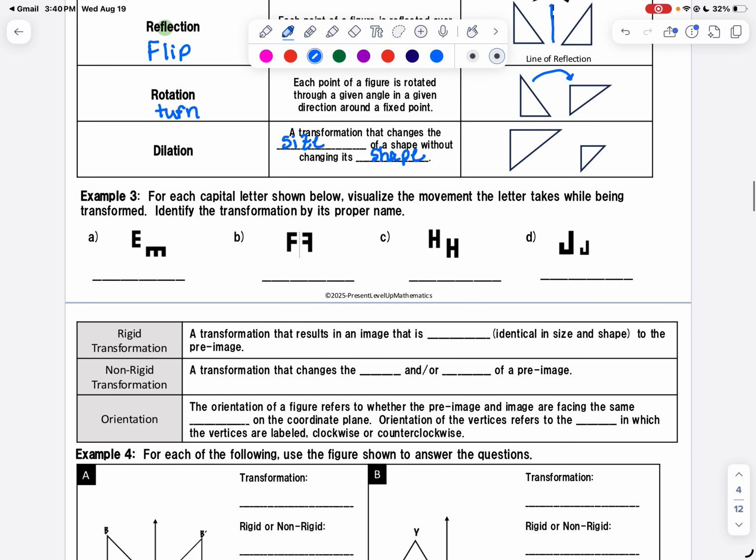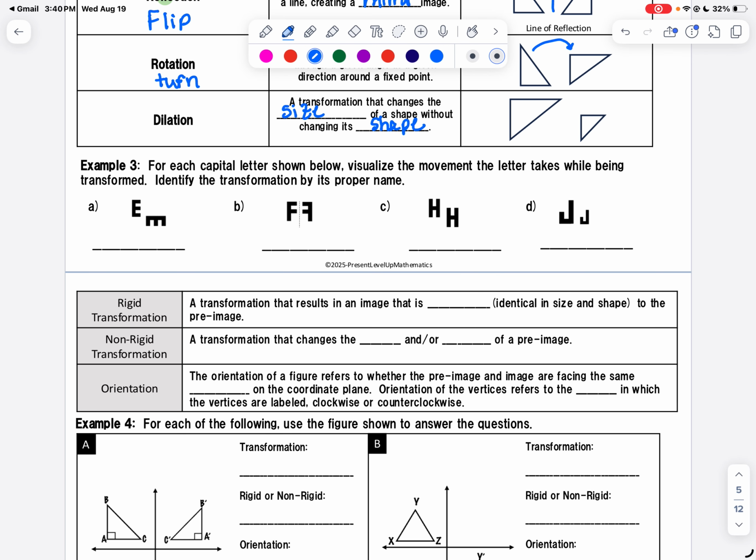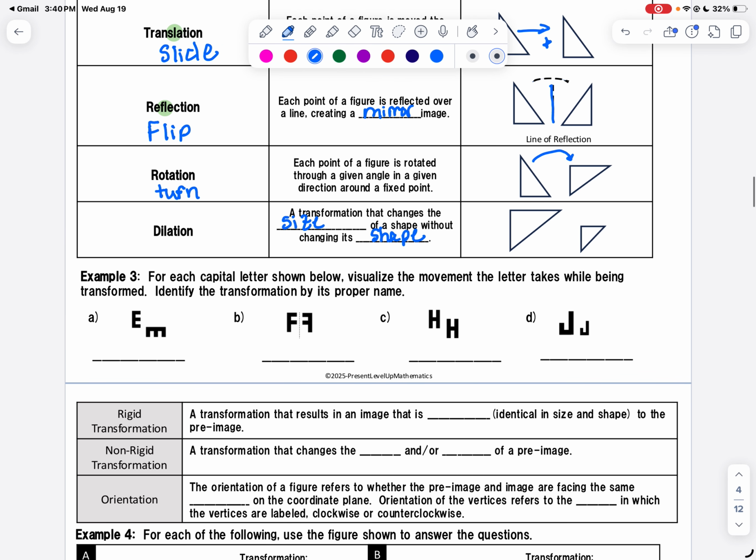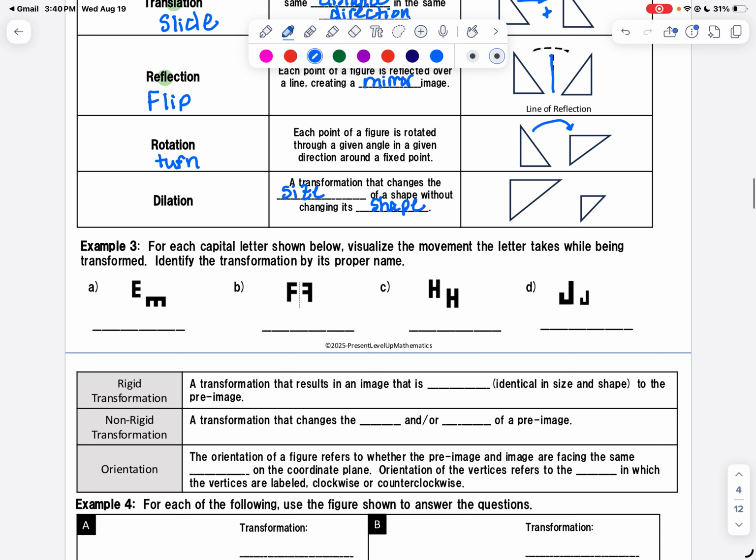All right. Example 3. For each capital letter shown below, visualize the movement the letter takes while being transformed. Identify the transformation by its proper name. So in problem A, we have capital letter E, and it looks like it is turning over. So our informal word here is turn, and our formal word is rotation. A rotation.